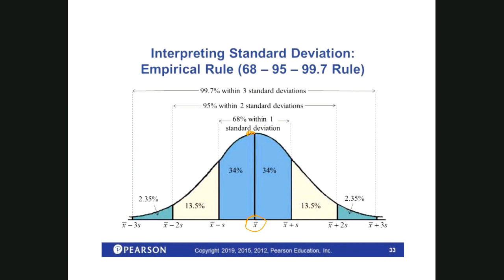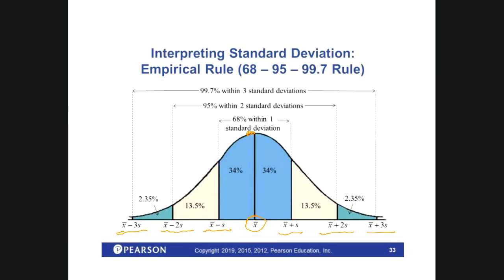And then as you move away from the mean, you see that the data values are less and less likely. So the S, remember, is a standard deviation. So you'll notice they went X bar plus 1S, X bar plus 2S, and X bar plus 3S to the right. And then going to the left, they went X bar minus 1S, X bar minus 2S, and X bar minus 3S. And we're going to do that on our example in just a minute.